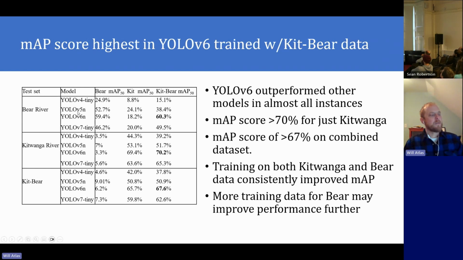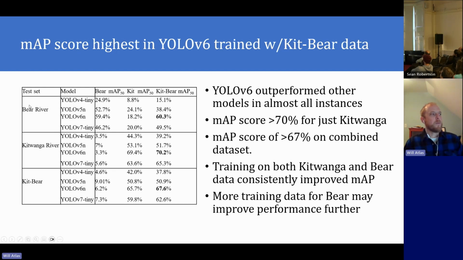Each of these lines is a different YOLO model that was trained for this project. And then this is their score when trained on these specific data sets. So you can see if you're just trained on Bear River data, you tend to have lower performance. If you're just trained on Kitwanga data, you have slightly higher performance, but still not optimal performance. And if you're trained on both Kitwanga and Bear, these are the models that generated the highest performance for us.